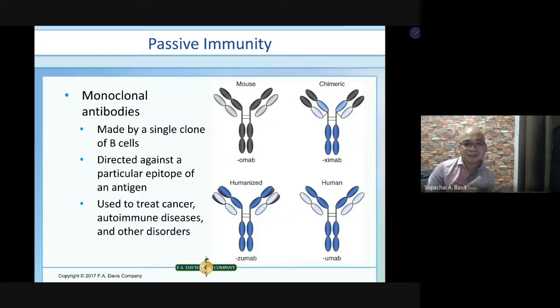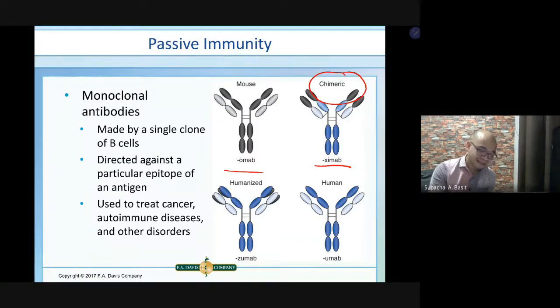Okay, monoclonal antibodies are antibodies made from a single clone of B cells, and it is directed against a particular epitope of an antigen. So it is used to treat cancer, autoimmune disease, and other disorders. And some of these monoclonal antibodies, yung sinabi ko kanina, hybridoma, ang ibig sabihin is actually you get it from mouse, diba? From the mouse myeloma. So if you combine it with the B lymphocytes, so it's the mouse monoclonal antibodies. Usually, the prefix is OMAB. And then if the prefix is CMAB, it is chimeric.